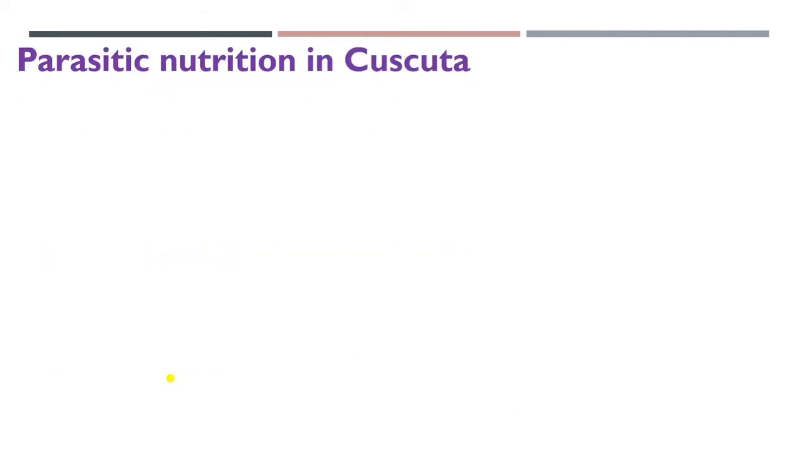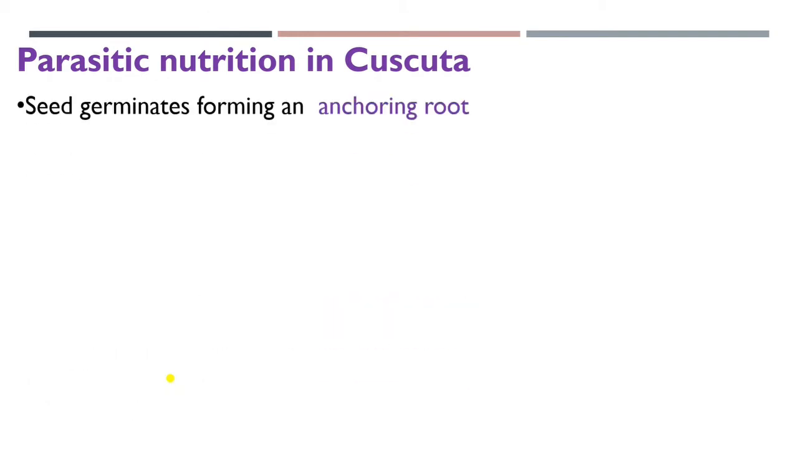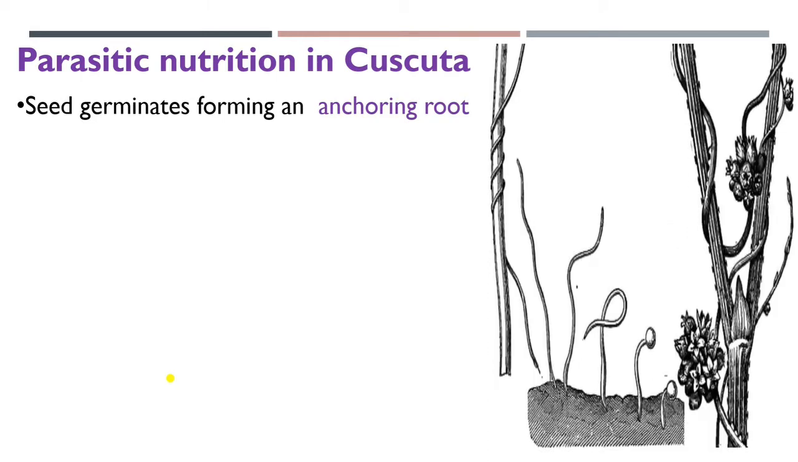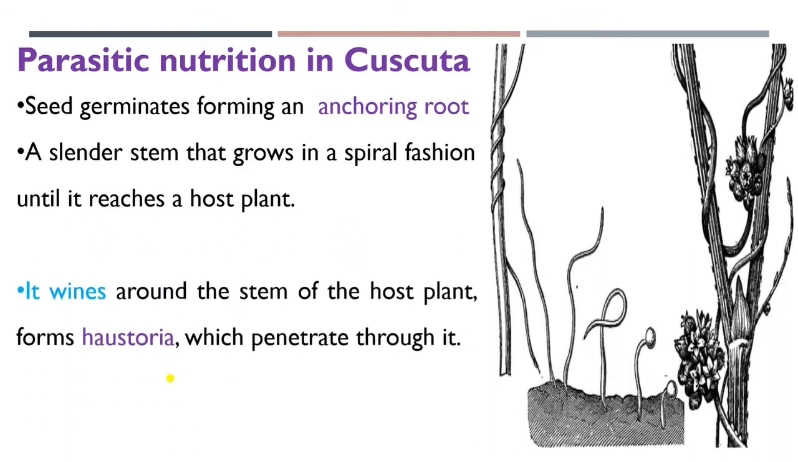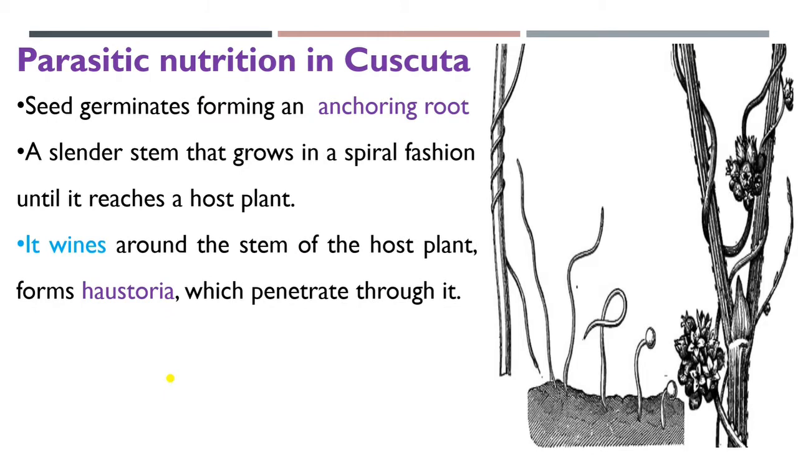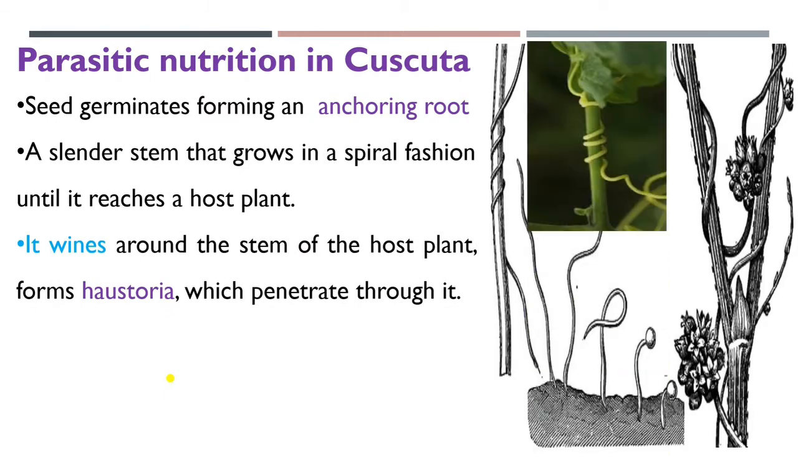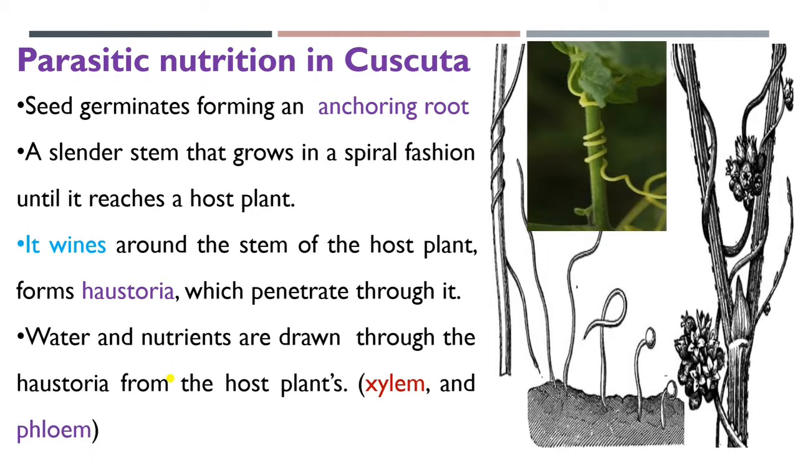The seed germinates forming an anchoring root and then sends up a slender stem that grows in a spiral fashion until it reaches a host plant. Then it twines around the stem of the host plant and forms haustoria, which penetrate the host plant. Water is drawn through the haustoria from the host plant xylem and nutrients are drawn from the phloem of the host plant.